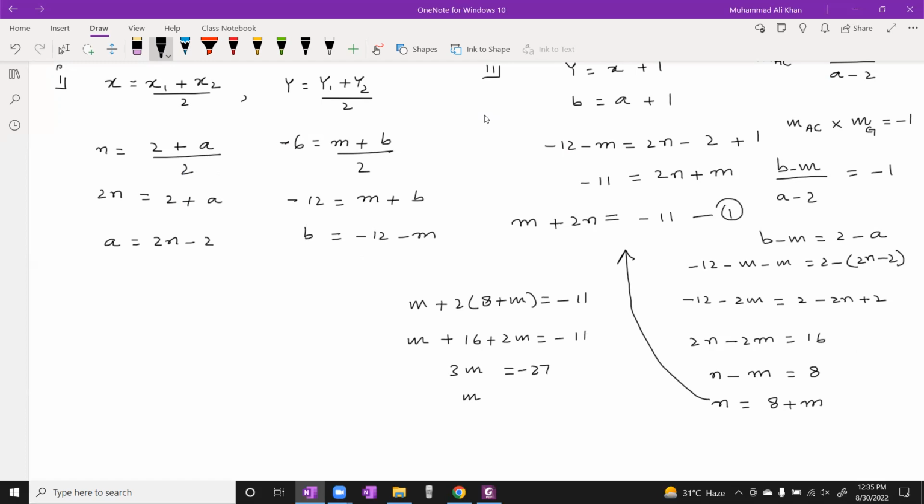And what is the value of m? The value of m is minus 9. And what is the value of n? The value of n is minus 1. The values of both m and n have come. Any confusion? Yes.